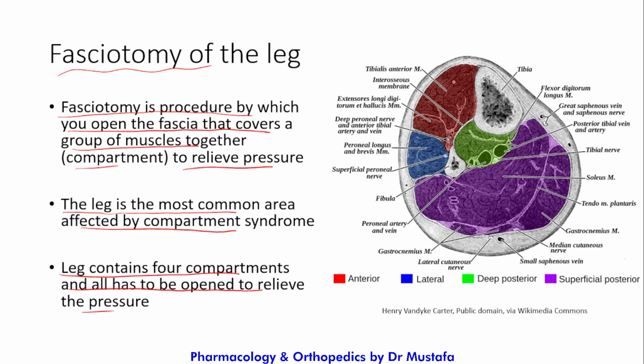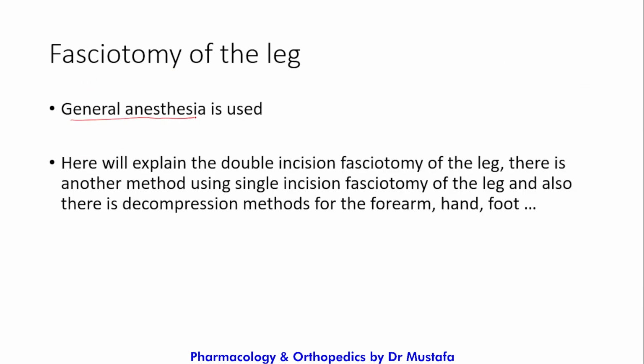So in the leg we have the anterior compartment here, the lateral compartment, the posterior deep compartment, which is here, and the posterior superficial compartment, which is here. Every compartment has multiple muscles, vessels and nerves. General anesthesia is used, and here we will explain the double incision fasciotomy of the leg. There is another method using a single incision fasciotomy of the leg, and there are different decompression methods for each of the limbs. The forearm, the hand, the foot, each has different decompression methods.